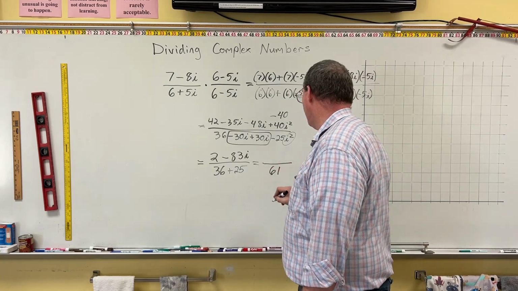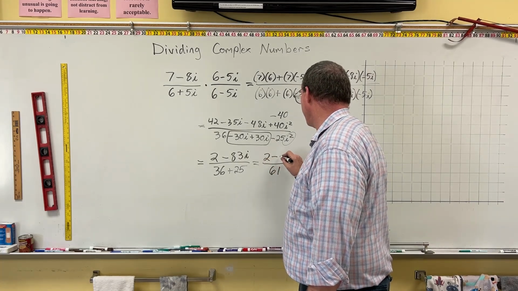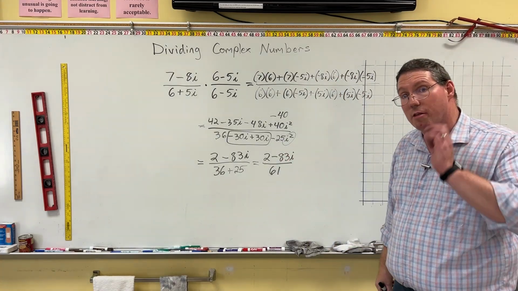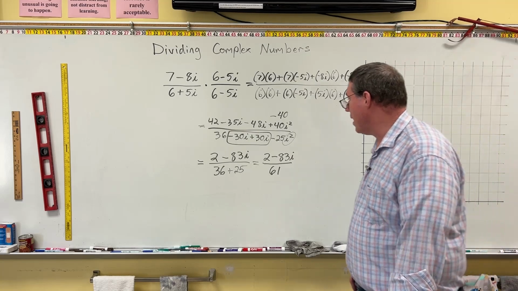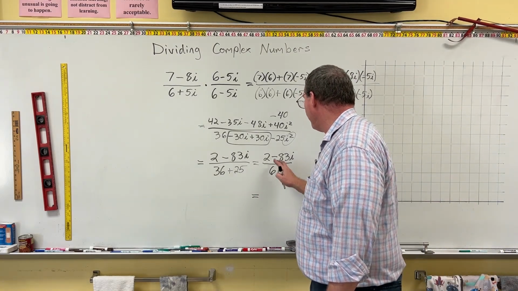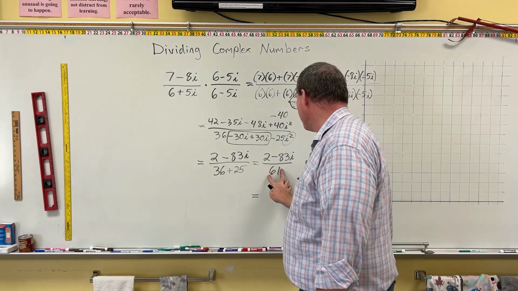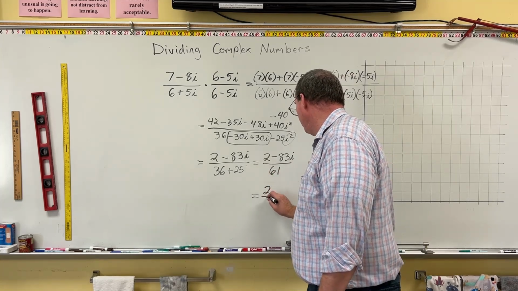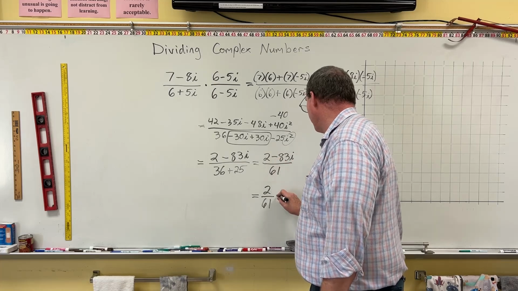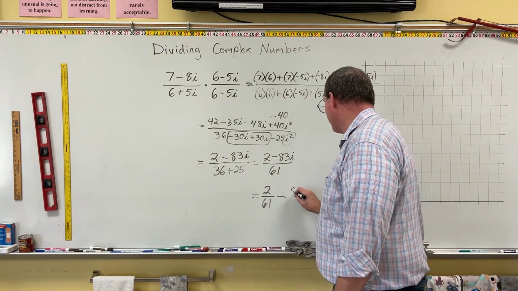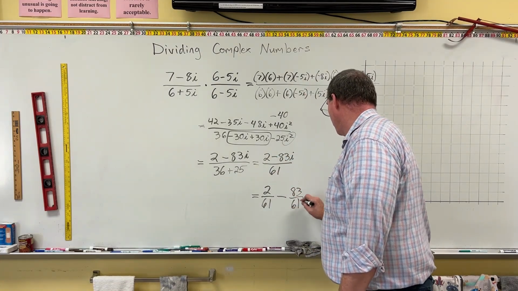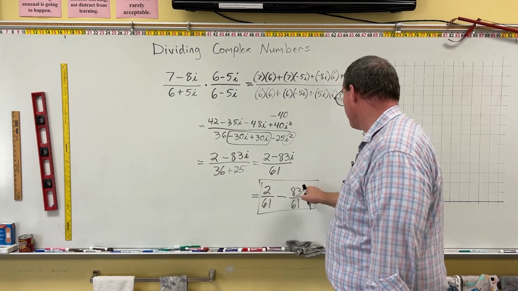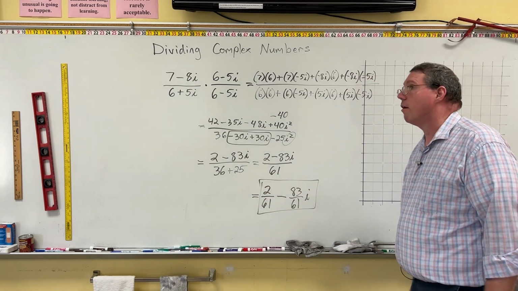So we have 61 on the bottom, and we have 2 minus 83i on the top. This is not in a plus bi form. So in order to make it in a plus bi form, we have to separate. We have to put the 61 under the 2 and then the 61 under the 83. So we wind up with 2 over 61 minus 83 over 61 i. This is now in a plus bi form, and that's our final answer.